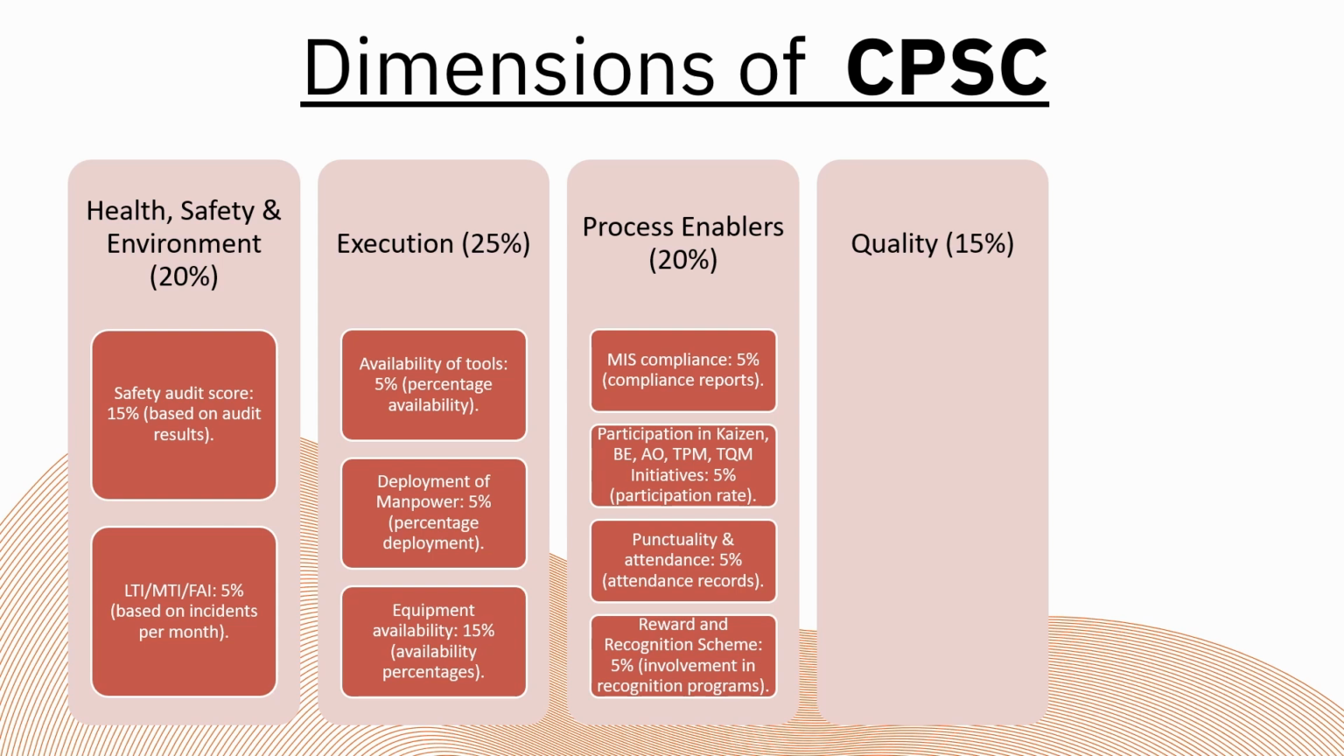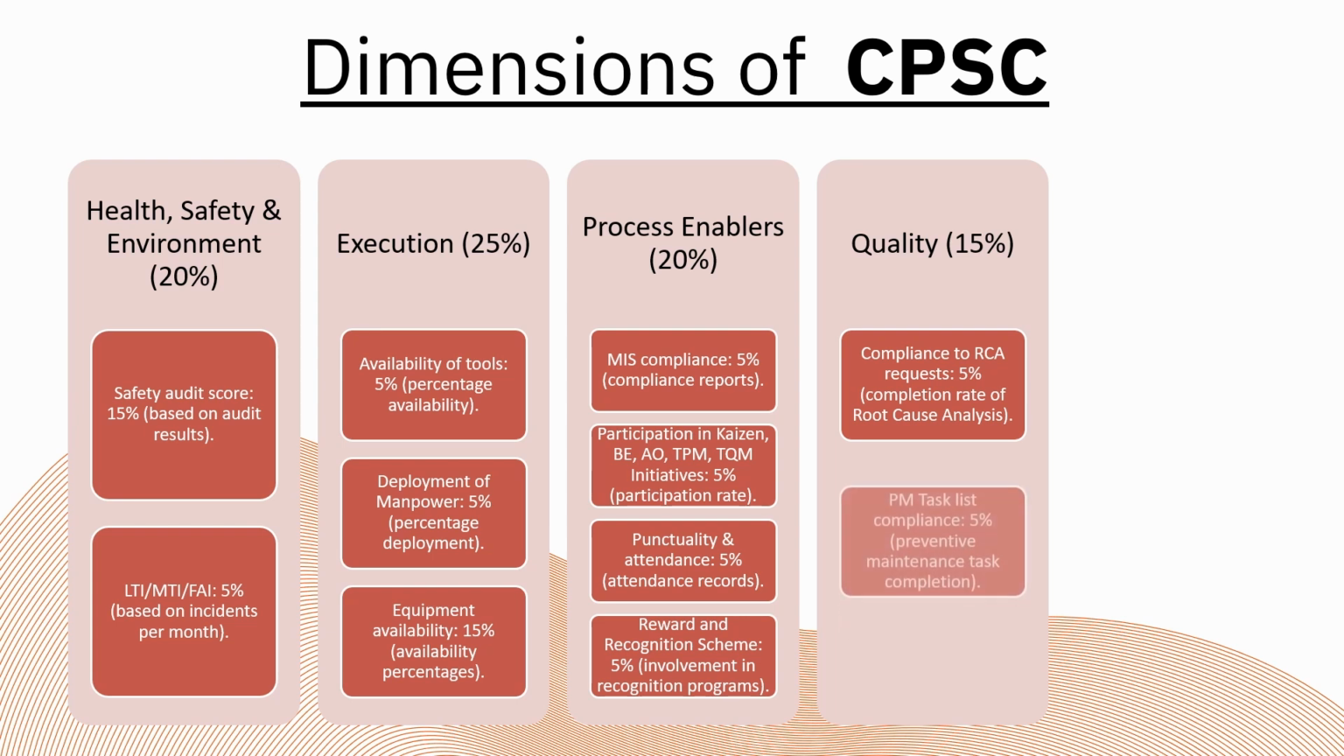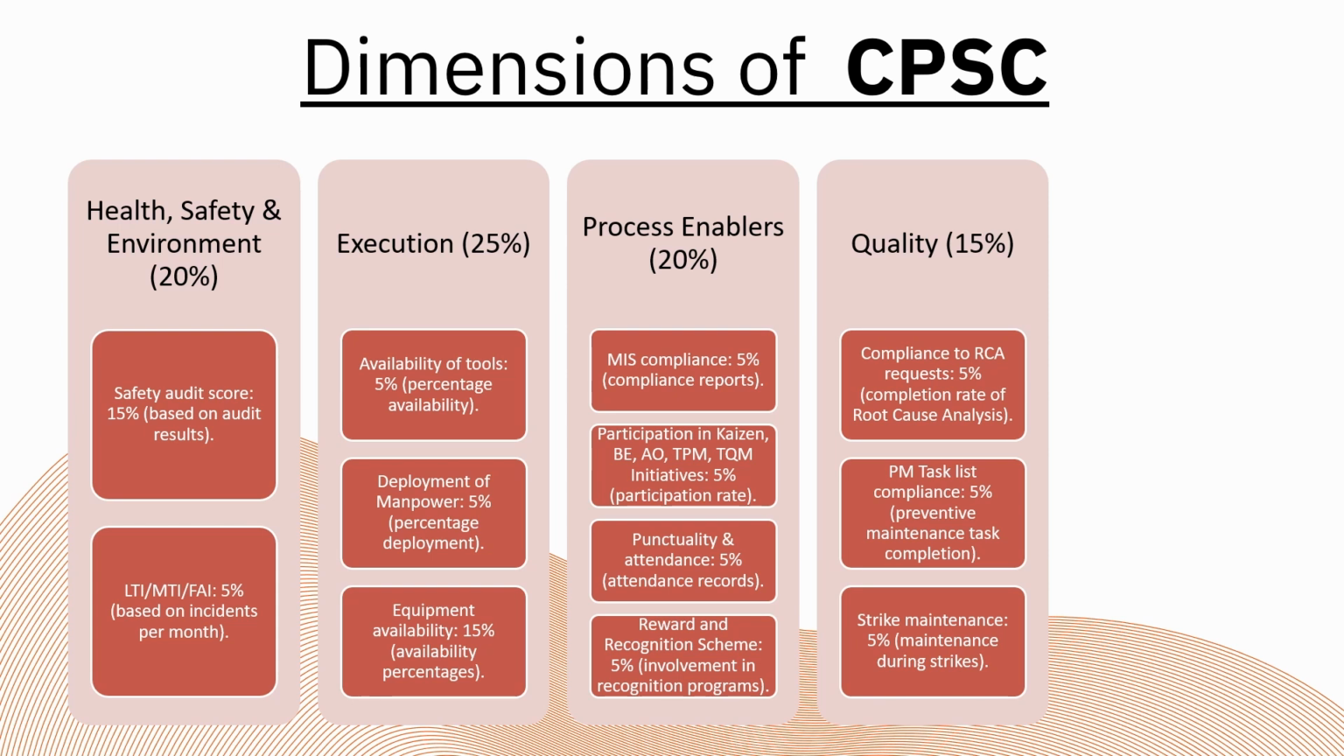Quality is another dimension of the CPSC, which accounts for 15%. It includes compliance to RCA requests, 5%, which measures the completion rate of root cause analysis requests. PM task list compliance, 5%, assesses adherence to preventive maintenance tasks. And strike maintenance, 5%. Lastly, the others dimension accounts for 20% weightage.